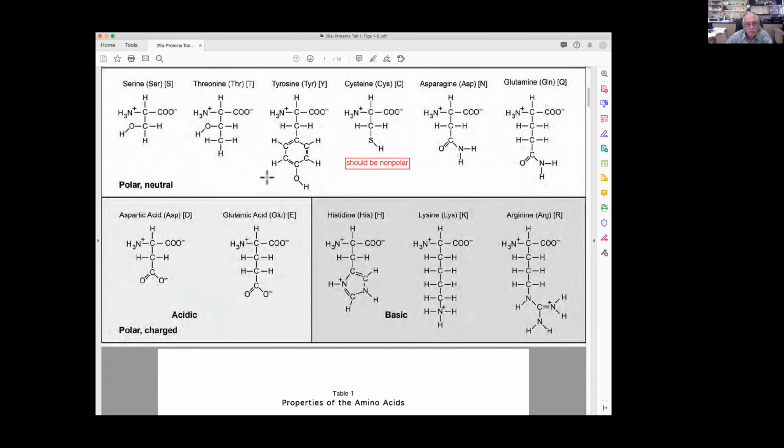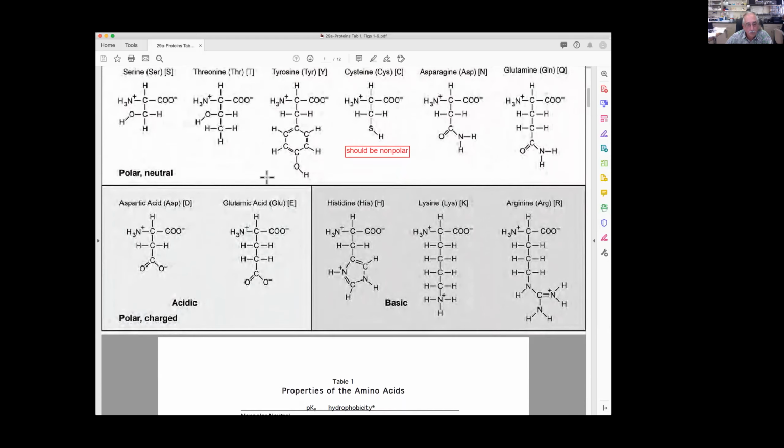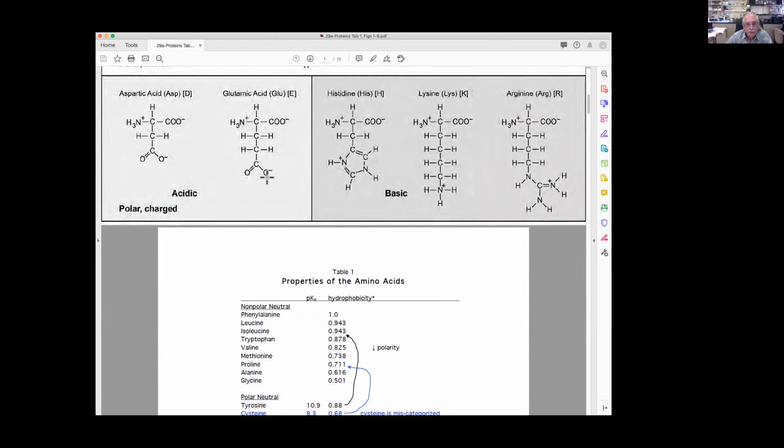So besides nonpolar and polar, we also have acidic and basic. So notice that the two acidic amino acids are both carboxylic acids. And again, the only difference between them is a methylene group. So aspartic acid and glutamic acid. And then the ones that are basic. Oh, why are these basic?